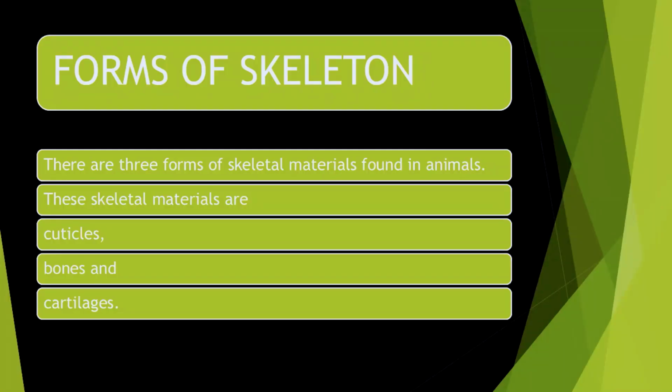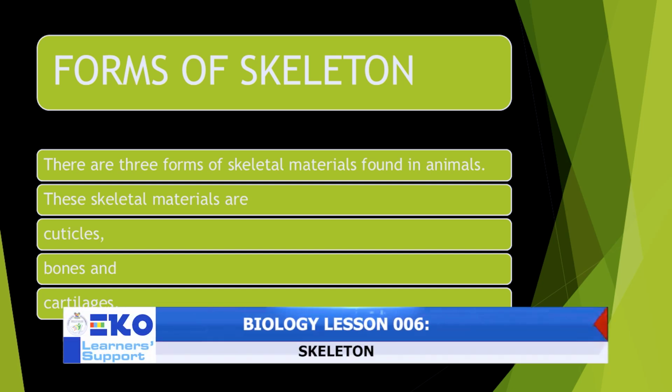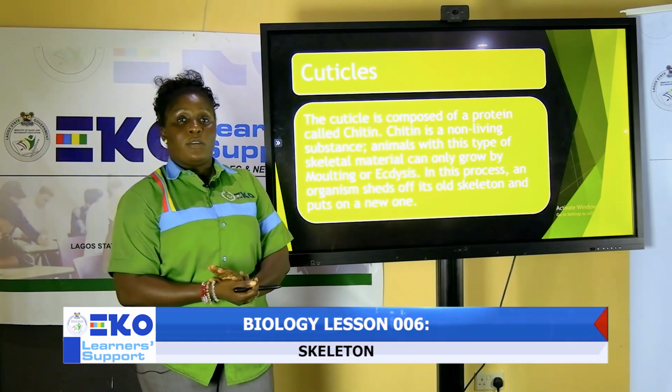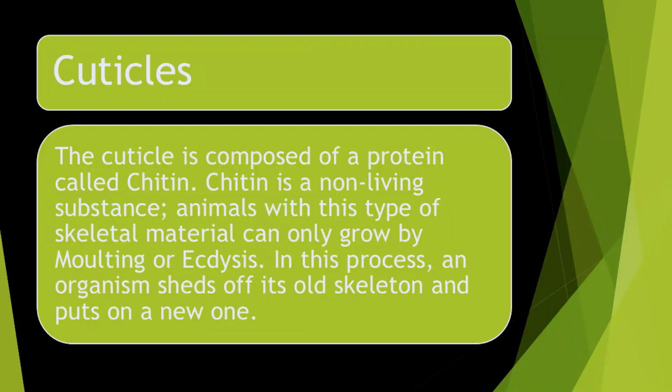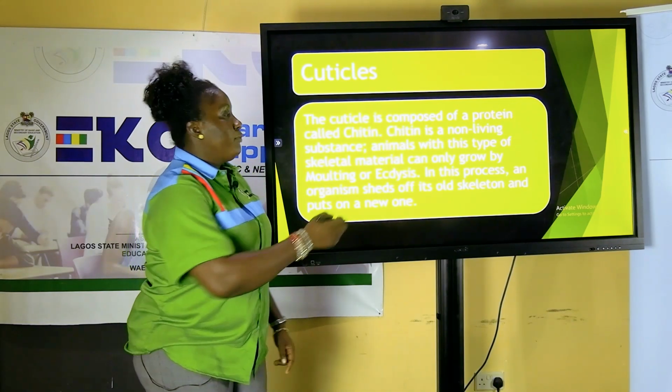So, the forms of skeleton. There are three forms of skeletal materials found in animals. Number one, we have the cuticle. Number two, we have the bones, and we have the cartilage. Let's look at the cuticle first. The cuticle is composed of a protein substance called chitin. The chitin is a non-living material that allows organisms to go through the process called molting. Molting is the process in which organisms shed off their old skeleton to have a new one.